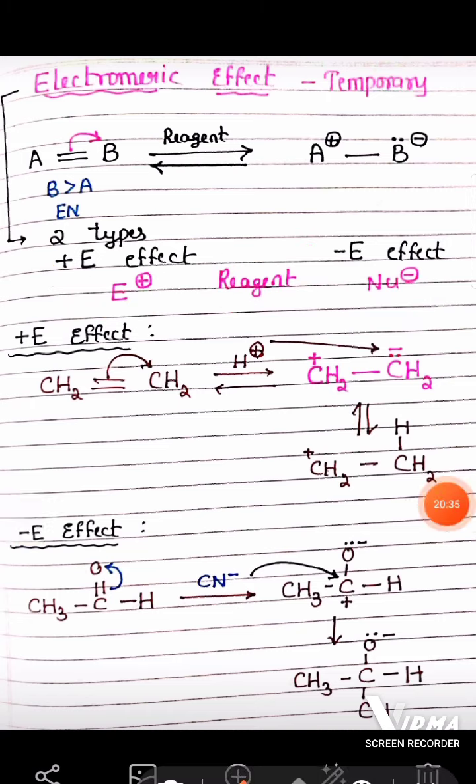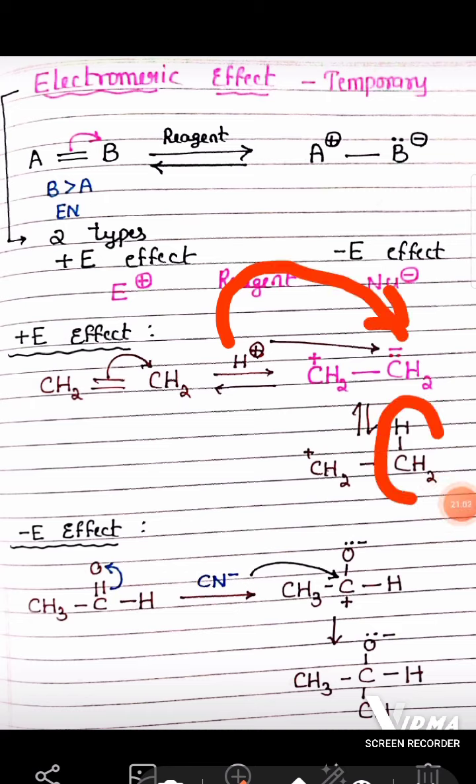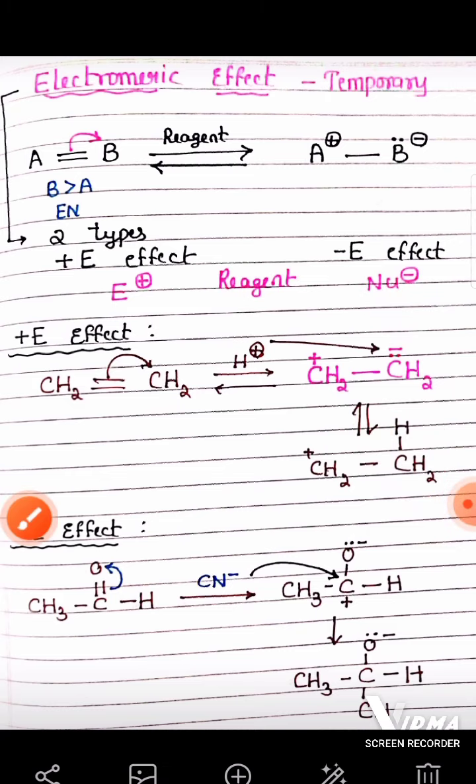Let us understand with an example. In the positive electromeric effect, H plus is an electrophile. In the presence of that, the double bond shifts to this carbon atom. Because of that, this carbon atom gets a positive charge and this one gets a negative charge. Now opposite charges attract, so the hydrogen ion attracts the negative carbanion, and the bond is going to be created like this. So this is one example of the positive electromeric effect.